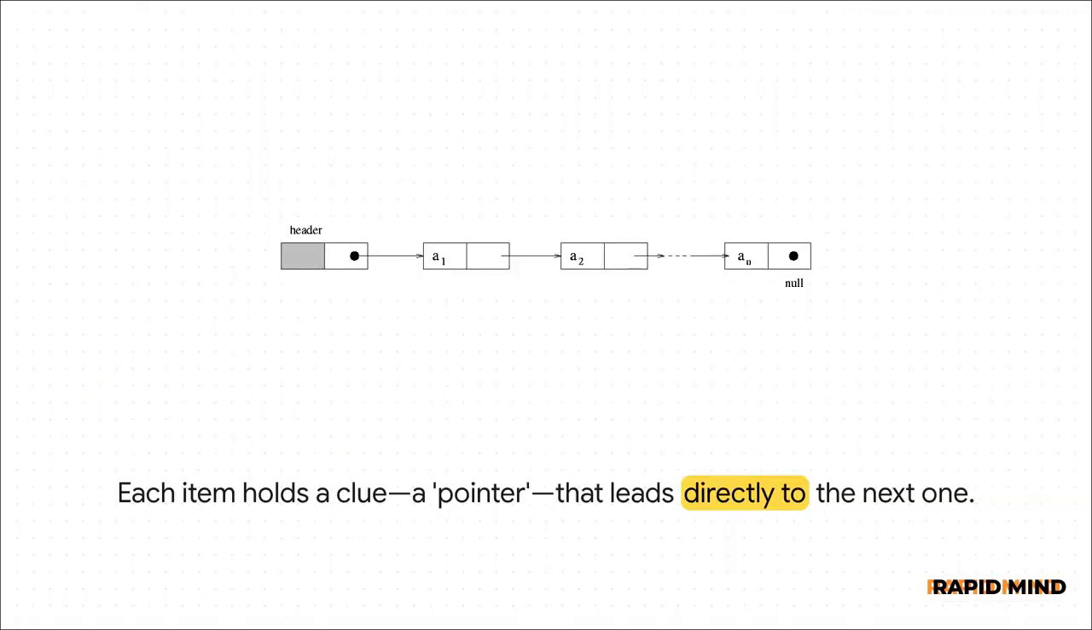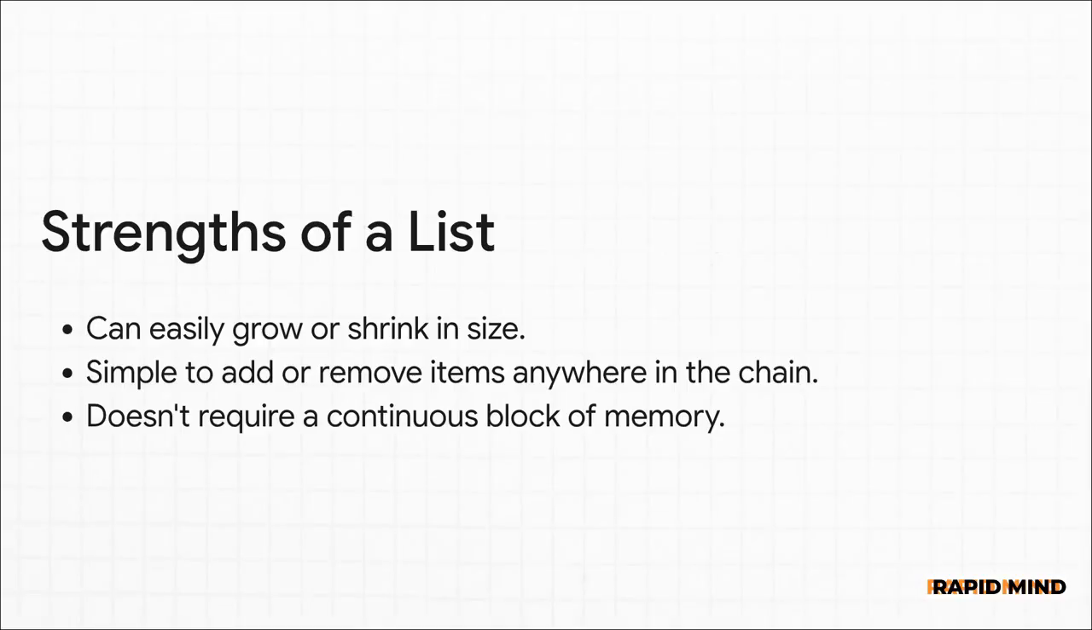Unlike an array's rigid grid, a list is a flexible chain. Each piece of data, we call it a node, isn't just holding information. It's also holding a clue, a pointer, that tells you exactly where to find the very next item in line. They don't even have to be stored next to each other in memory. So the key word here is flexibility. A list can grow as big as it needs to, one link at a time.